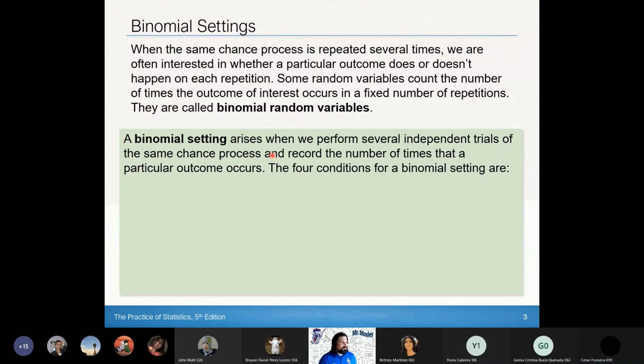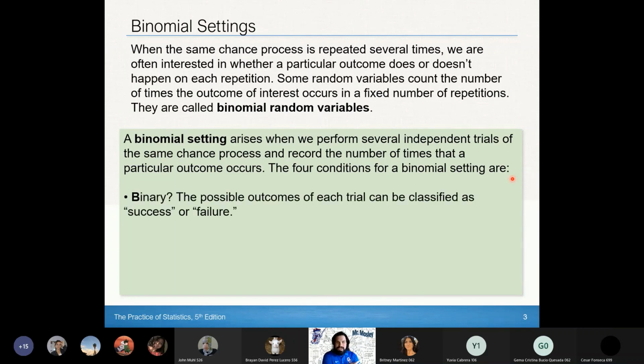A binomial setting arises when we perform several independent trials of the same chance process and record the number of times that a particular outcome occurs. The four conditions for a binomial setting are the following. Again, you should have these four conditions in your notes, to check whether something fits into this binomial setting and if we can use a binomial random variable to represent it.